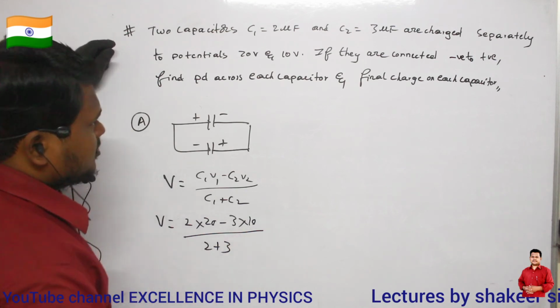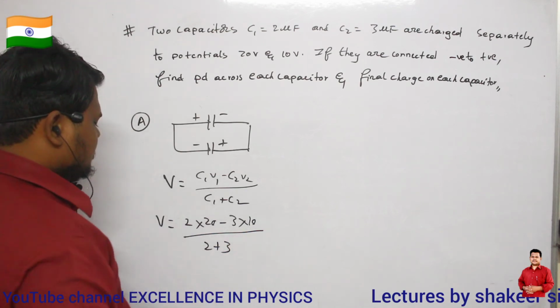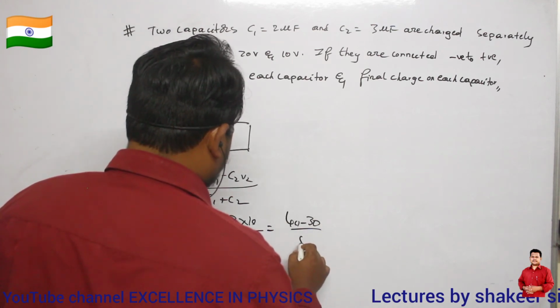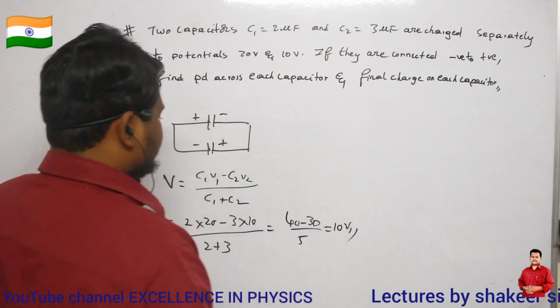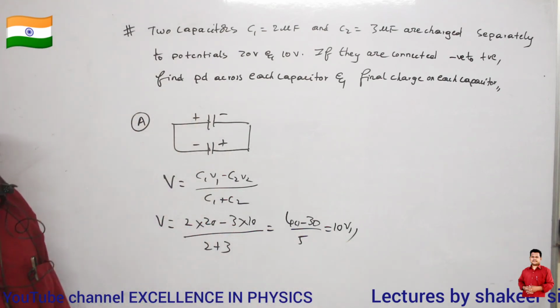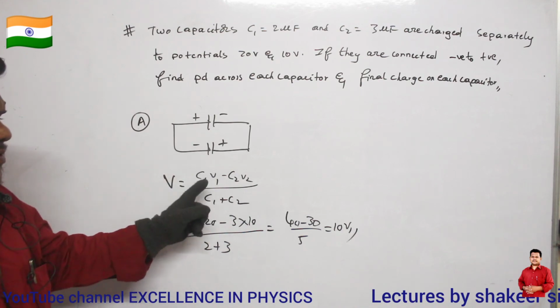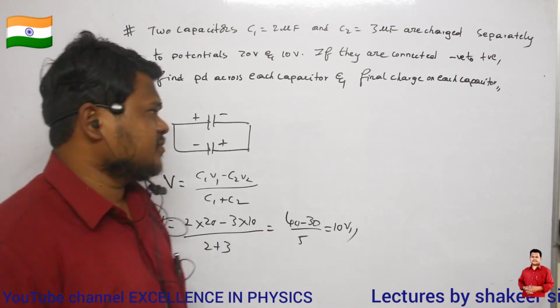No need of substituting micro here because micro will get cancelled. So therefore total how much? 40 minus 30 divided by 5. So 10 volts will be the final potential on each capacitor. Already we have derived this relation, no? C1 V1 minus C2 V2 divided by C1 plus C2.